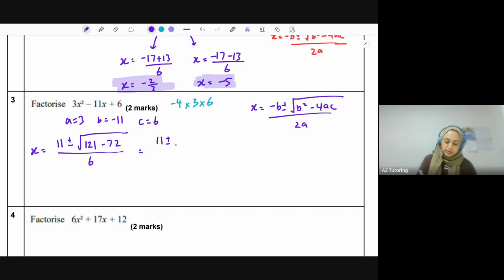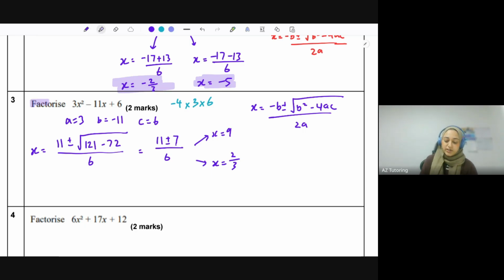11 plus or minus the square root of 121 minus 72 gives us 49, and the square root of 49 gives us 7. Divide that by 6. So finally, our two answers are x equals 11 add 7 divided by 6, which gives us 3, and x equals 11 minus 7 divided by 6, which gives us 2/3. Okay, so we've solved it for x. We've just found our x values.